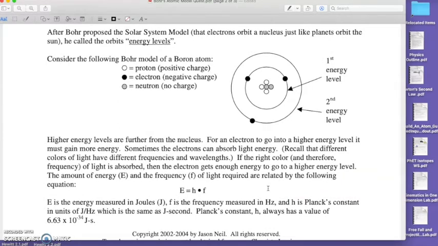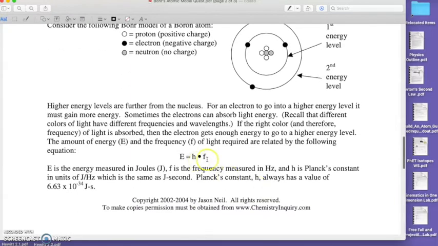Sometimes the electrons can absorb light energy. Just know that different colors of light have different frequencies and wavelengths. If the right color, and therefore frequency of light, is absorbed, then the electron gets enough energy to go to a higher energy level. The amount of energy, E, and the frequency, F, of light required are related by the following equation: E equals H times F.